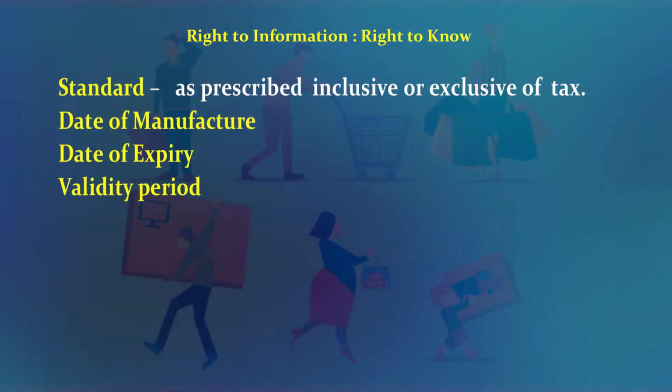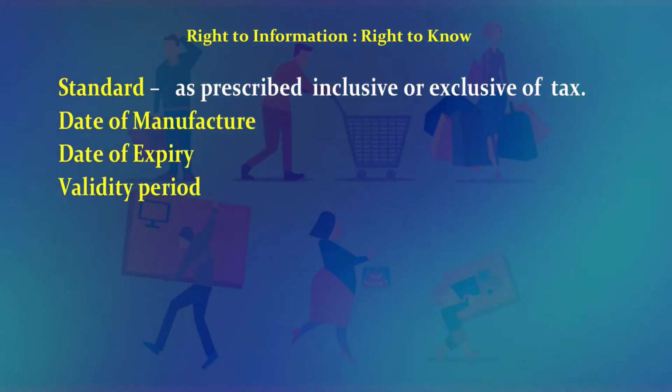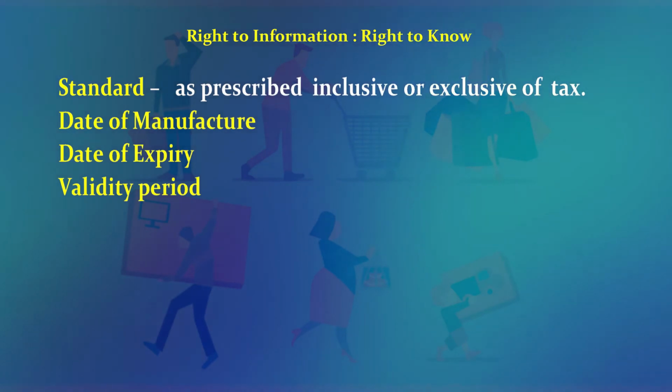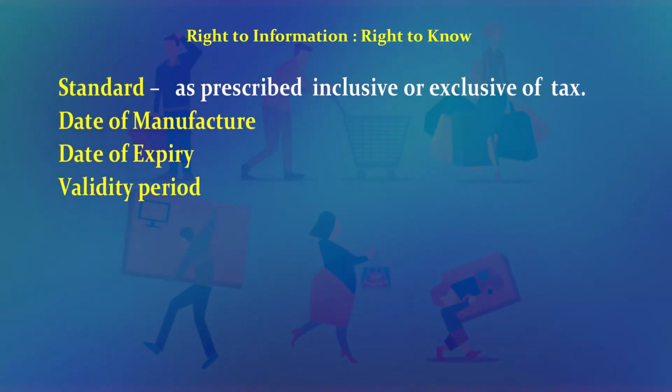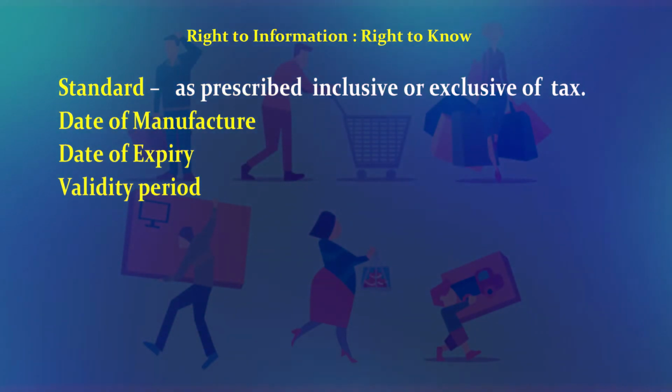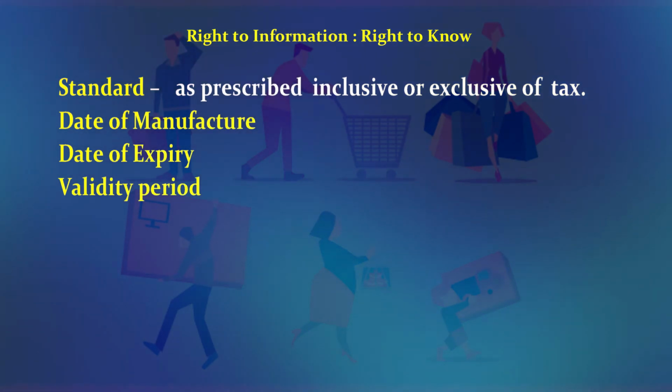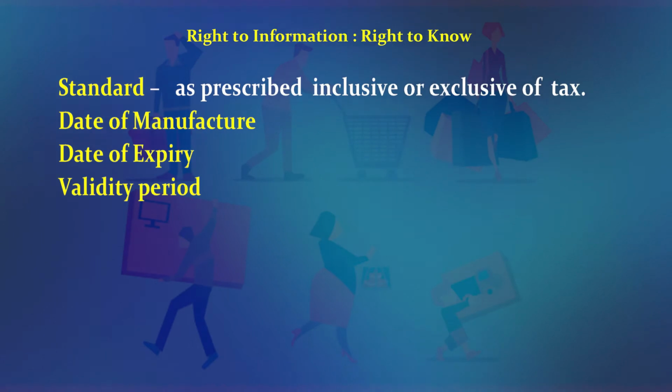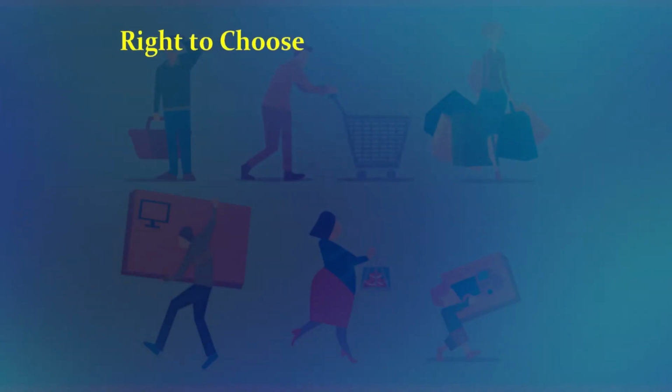This is about the standard. There are various standards prescribed, and the standard should be as per the standards authority. As I told you, the date of manufacture should be printed on the label, and also the date of expiry and the validity period. So all this information should find a place on the label. This is all about the right to be informed.